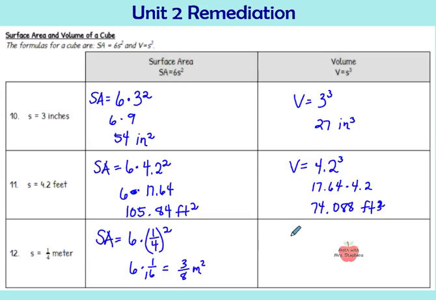The last part for this section, volume, 1/4 cubed. Remember, that would look like 1/4 times 1/4 times 1/4. 1 times 1 times 1 is 1. 4 times 4 times 4, 64. So 1/64 meter cubed.